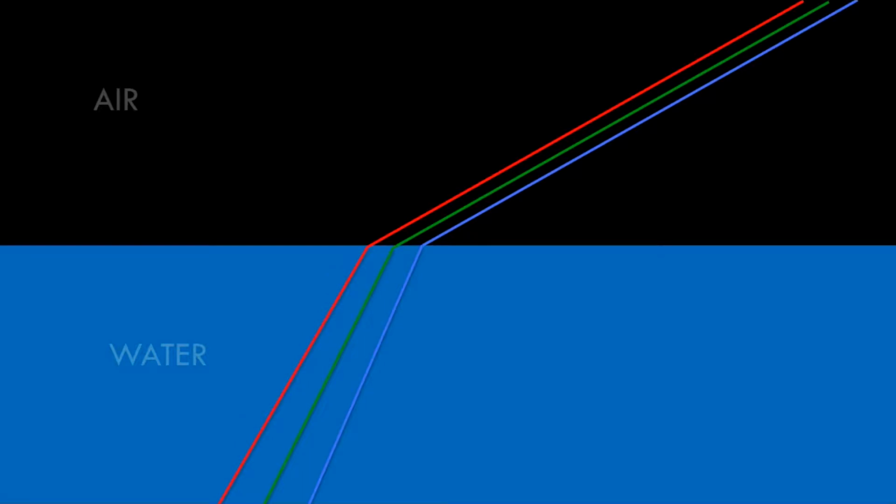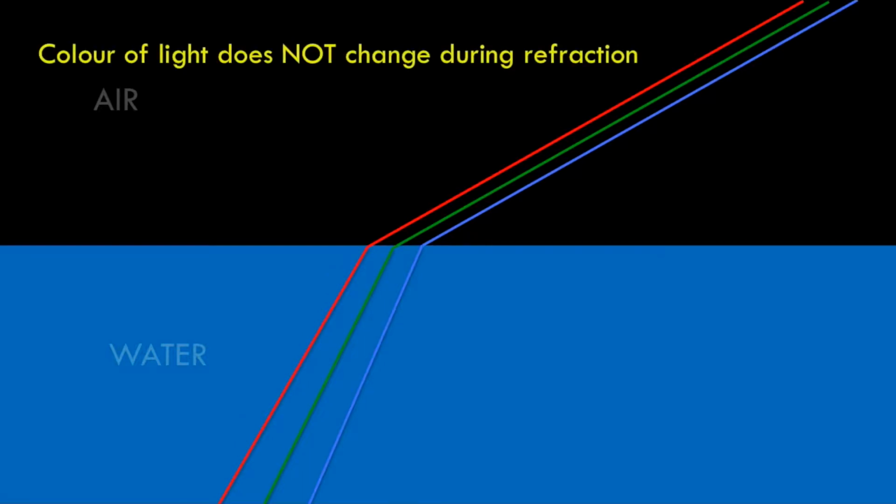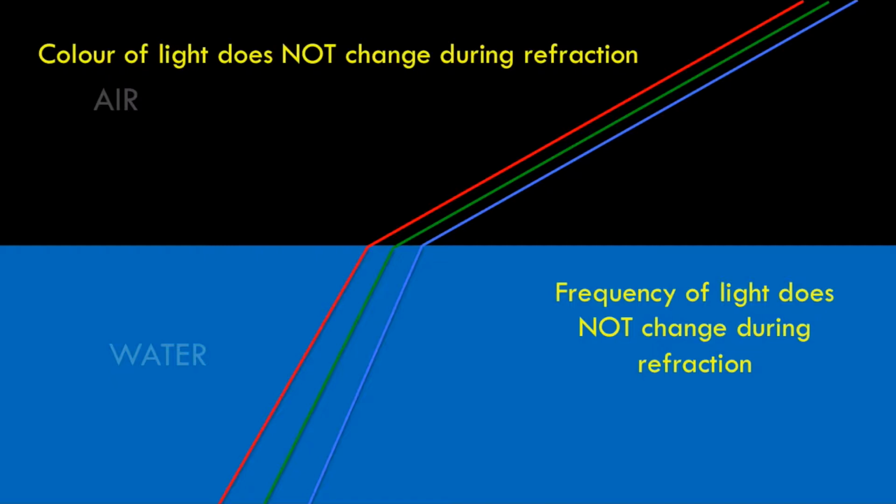We will now investigate what happens to the properties of light as light travels from one medium to another. First, when a ray of light travels from one medium to another, its color does not change. The color of light is a perception of its frequency, and this means that the frequency of light also does not change when a ray of light is refracted.